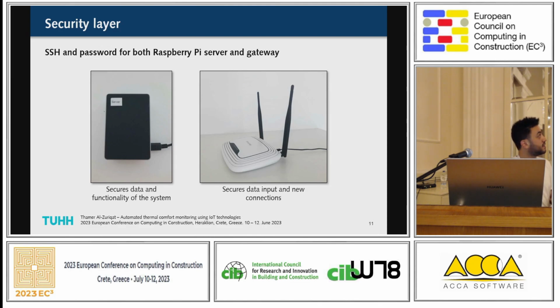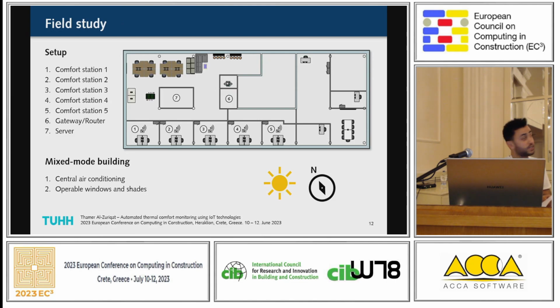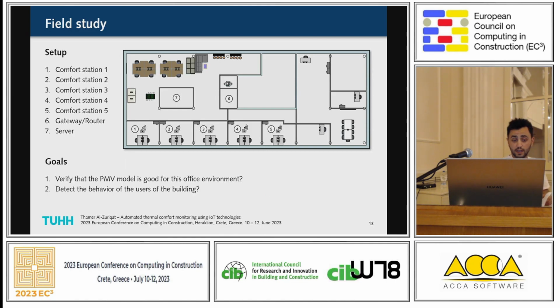Last is the security layer. As I said, our security layer has SSH and a password, and also authentication for the users. We did our field study in our institute, so we have 5 comfort stations installed in our offices, plus the gateway or the router and the server. Our building is a centrally air-conditioned building with operable windows and shades. The goal behind this test was to see if the PMV model actually fits this office environment.